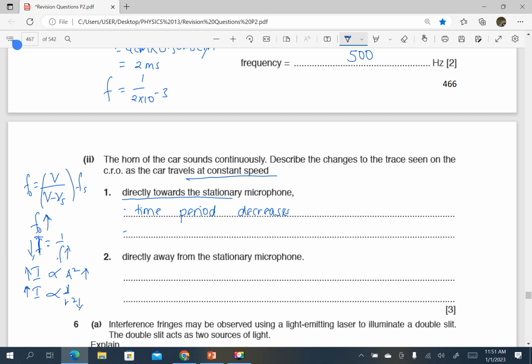Number two, we have seen intensity is directly proportional to the amplitude, but intensity is also inversely proportional to the distance from the source. When it is towards, the distance from the source to the observer is reducing. When the distance reduces, the intensity increases. When the intensity increases, the amplitude increases. So we say amplitude increases.